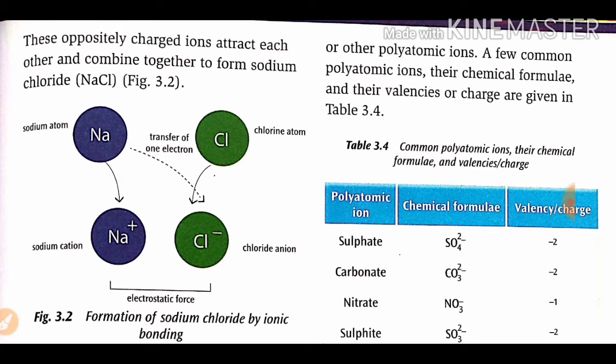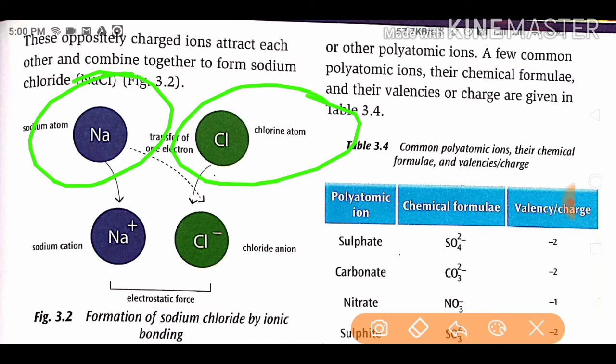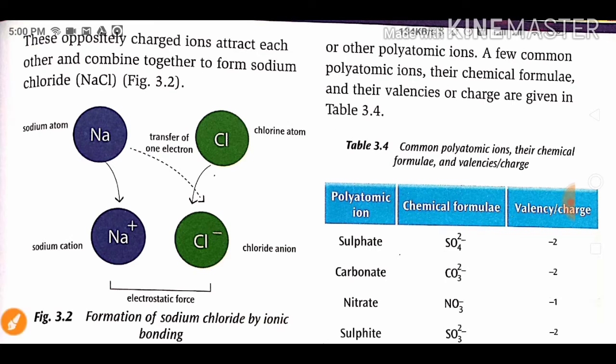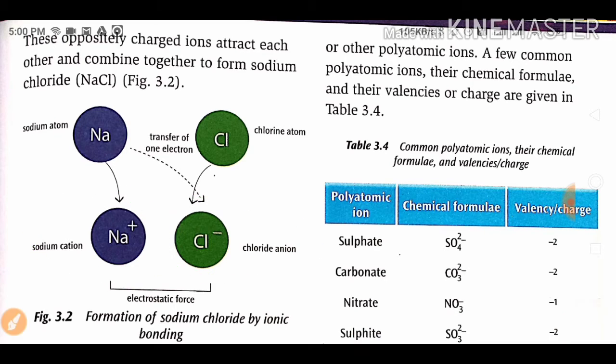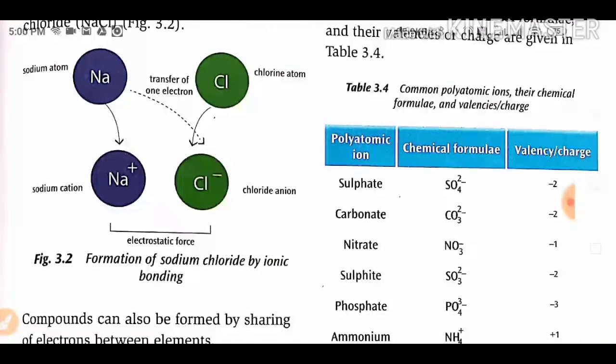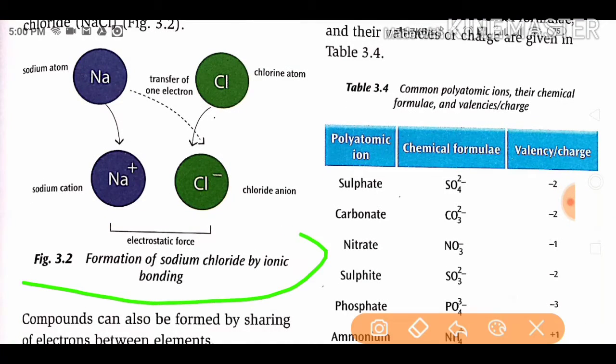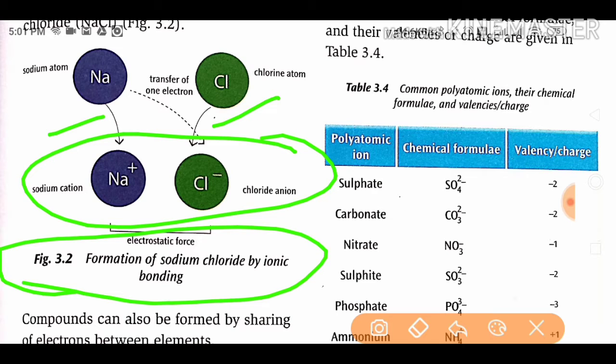You can see in the example, Na is a sodium atom and this is a chlorine atom. These both are atoms, look here, and when sodium loses an electron it forms Na plus, which means sodium cation, and chlorine forms the chloride anion. Understood? If you are not able to understand, you can ask me. This is the example of formation of sodium chloride by ionic bonding. That's why these two elements, Na and chlorine, combine to form the compound NaCl.